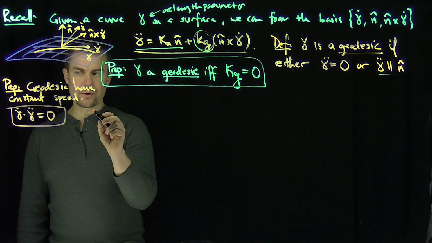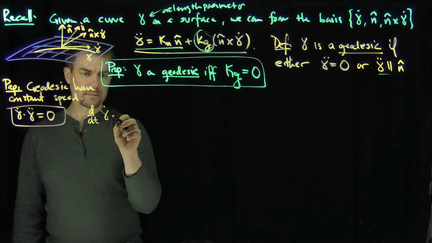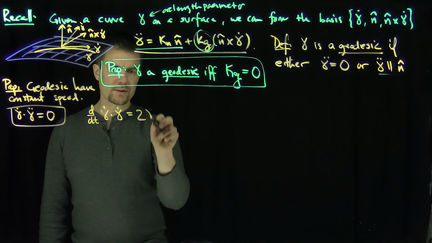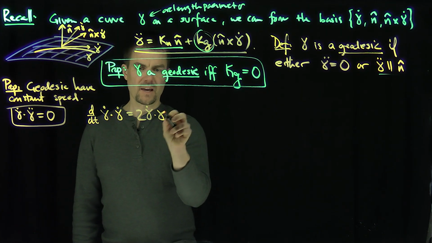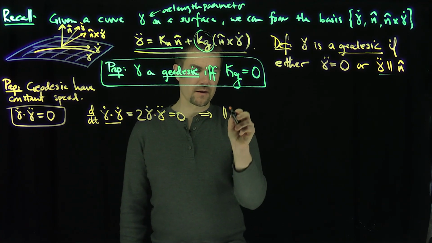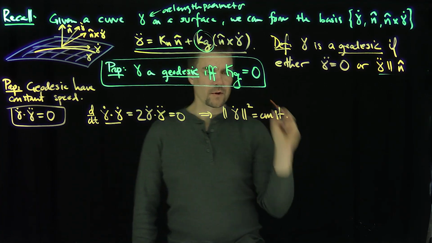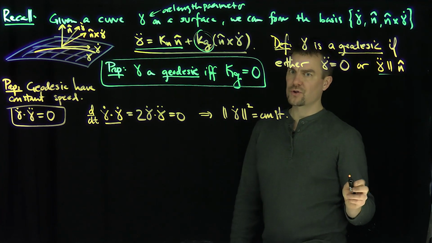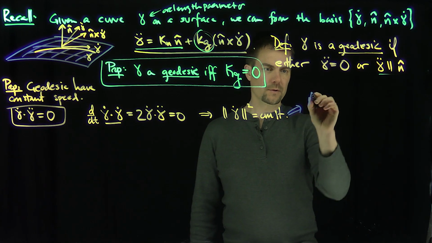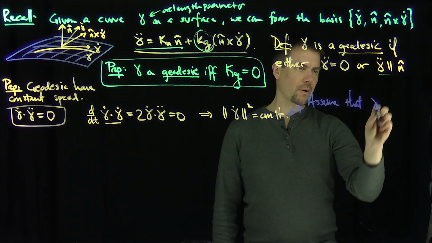Now, of course, what do we do? If I do the derivative with respect to t, or with respect to s, doesn't matter, of gamma dot dot product gamma dot, that's going to be twice gamma dot dot gamma double dot, which is 0. So in other words, it's a constant. This implies that the length of gamma dot squared is a constant. So that was without loss of generality. Let's move forward, with gamma unit speed.